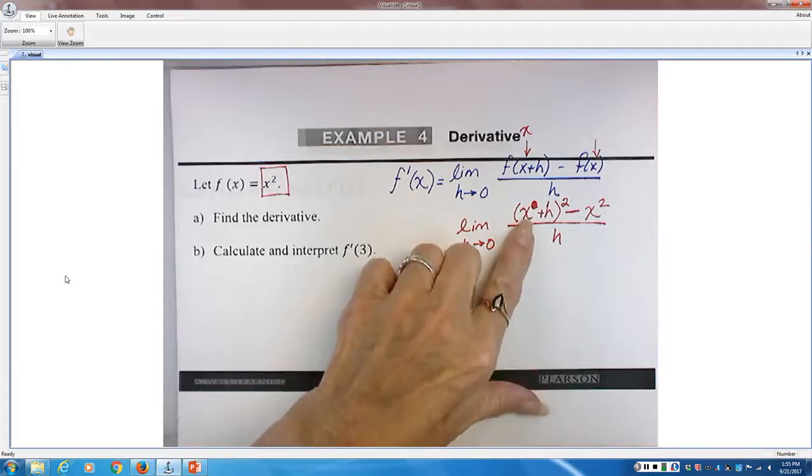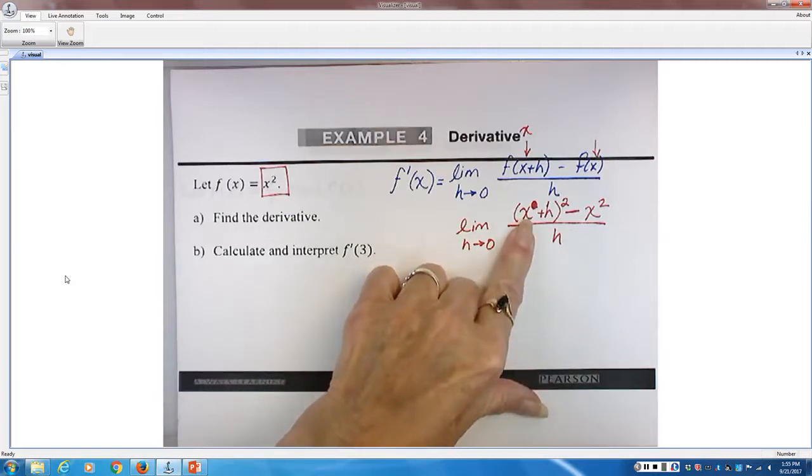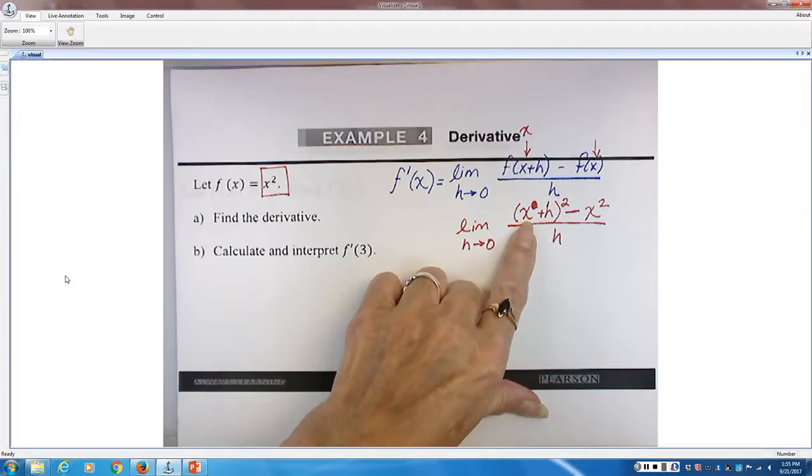Now what is x plus h squared? What is that quantity squared? What happens when you multiply x plus h times x plus h? x squared plus 2xh plus h squared.